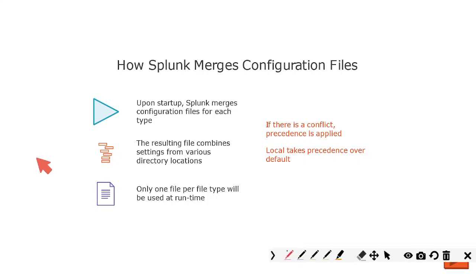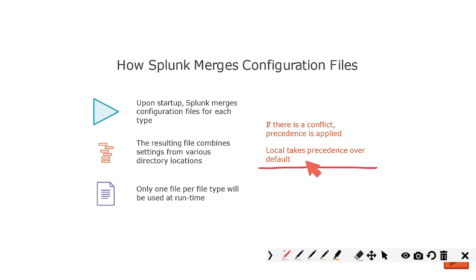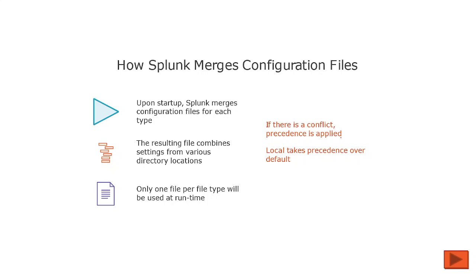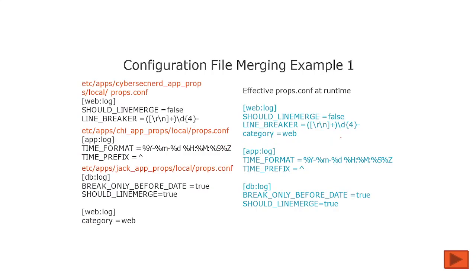So two things are very, very important in this particular slide. I have already talked enough about how local takes precedence over default. And then we will also try to understand with examples if there is a conflict and how precedence can be applied, which will make more sense when I demonstrate in the subsequent section. Okay. So this is how it is.